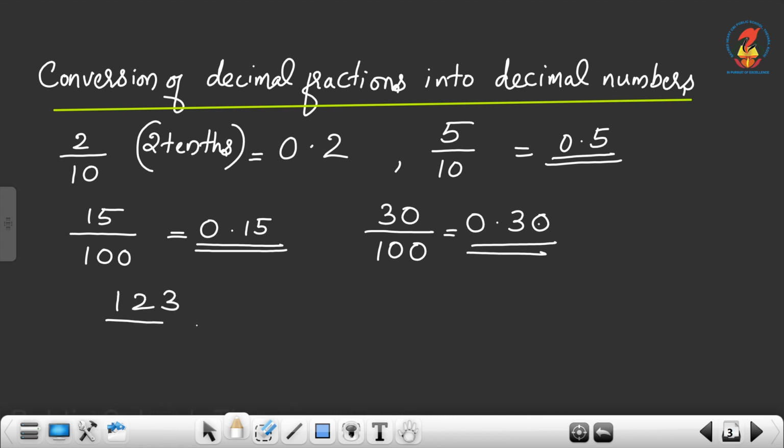Next, 123 by 100. How many zeros are in the denominator? 2 zeros. The number is 123. Starting from the unit digit, how many digits do you have to move? 2 digits. You move 3, then 2, and after that you put the decimal point. So the number is 1.23.